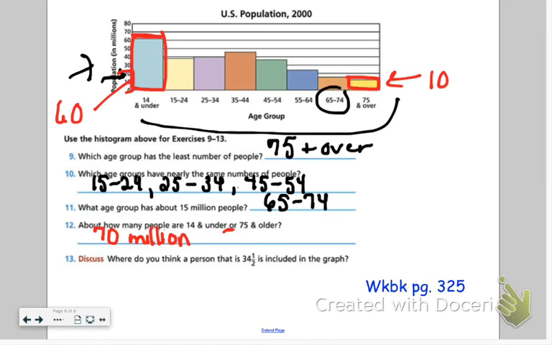Now, let's discuss. Where do you think a person that is 34 and a half would be included in this graph? 34 and a half. So if you're 34 and a half, you are right in the middle. Oops, let's do a different color. I'm feeling blue. Here we go. So 34 and a half, you're right in the middle of those two age groups. Do you think you would be included in the 25 to 34 range? Would you be included in the 35 to 44 range? You decide.